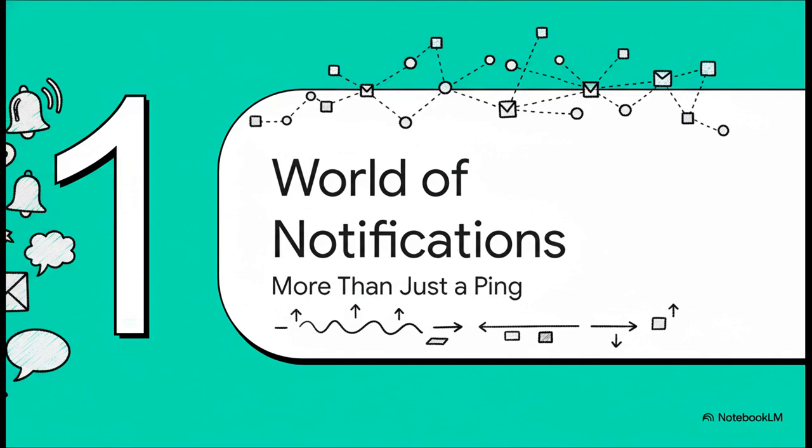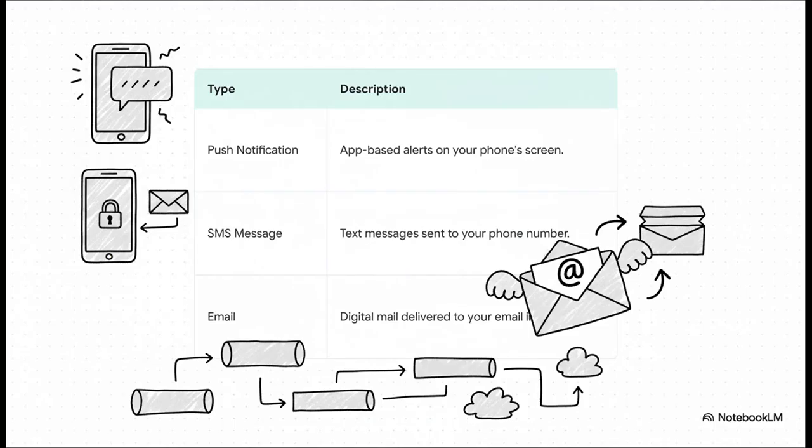All right, so first things first. To really get this, you've got to understand that not all notifications are the same. It's not just one thing. We're really talking about three core channels. You've got your push notifications, those are the alerts from your apps that pop right up on your screen. Then there's the classic SMS message, for really important stuff like two-factor codes. And of course, good old email. Believe it or not, the engineering journey each of these takes to get to you is completely different.